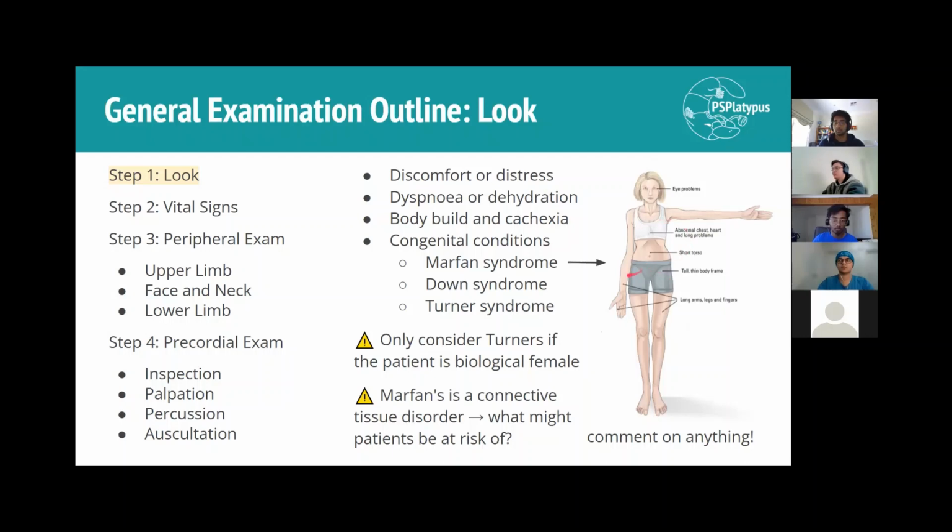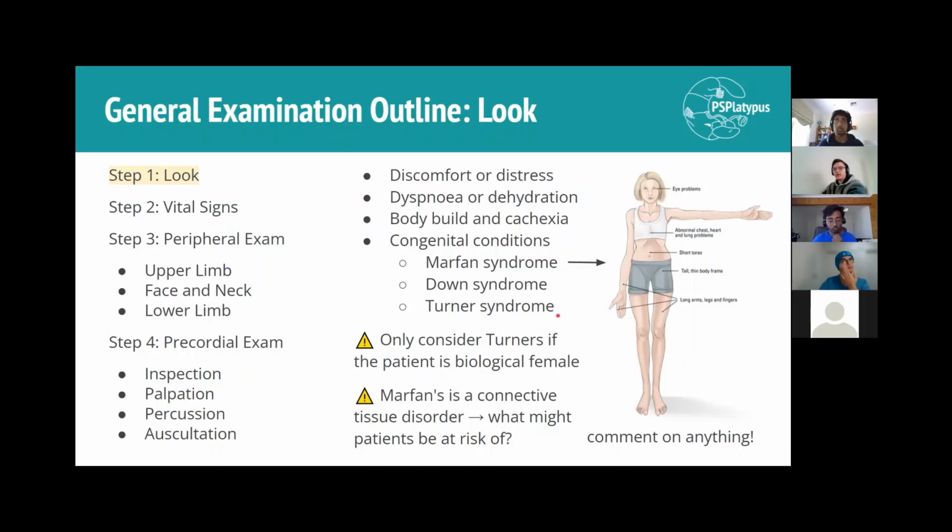But the main reason why we look for this is because we know that a lot of the framework of the heart is connective tissue. All sorts of other organs are as well, but the heart being really important, including the valves. So if you've got a connective tissue disorder, you're more predisposed to having heart problems. You also want to look for other genetic or congenital disorders like Down syndrome and Turner syndrome.